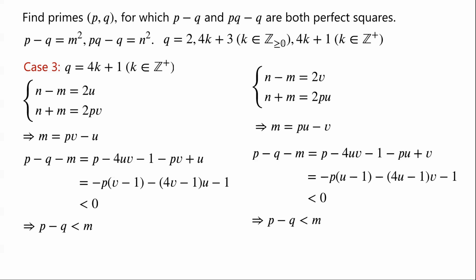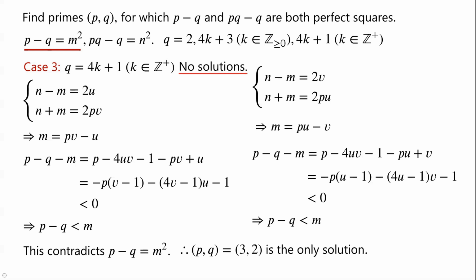So far, we have shown that if q equals 4k plus 1, then p minus q is less than m. This contradicts p minus q equals m squared. So there are no solutions when q equals 4k plus 1. Therefore, (p, q) equals (3, 2) is the only solution.